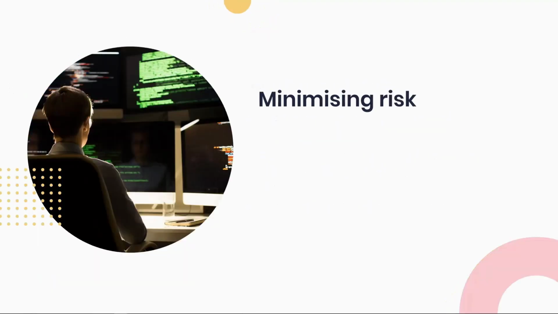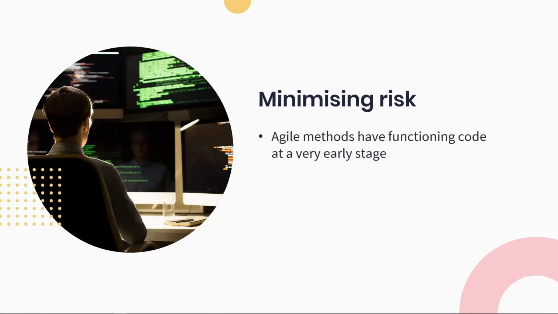Minimizing risk. The waterfall model comes with a certain level of uncertainty that isn't quite addressed in planning. Testing is usually reserved to later stages, after all the code has been written and released. Since agile methods have functioning code at a very early stage, it is quite easy to go back and fix problems because there is a fair amount of feedback from early stages.